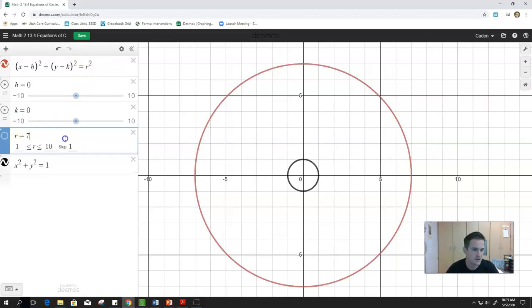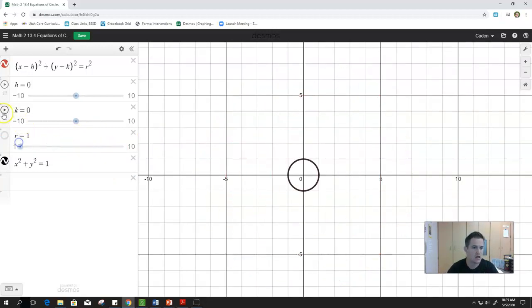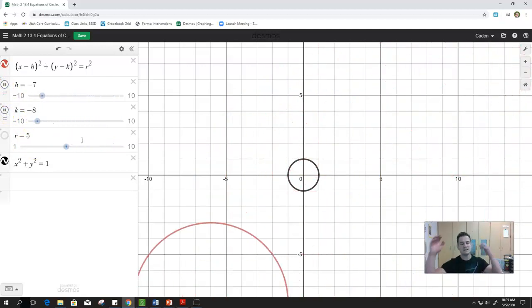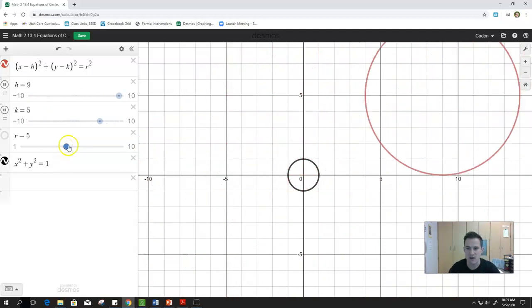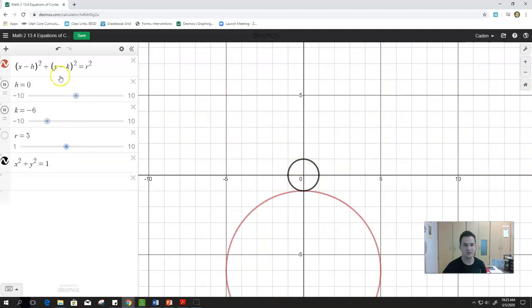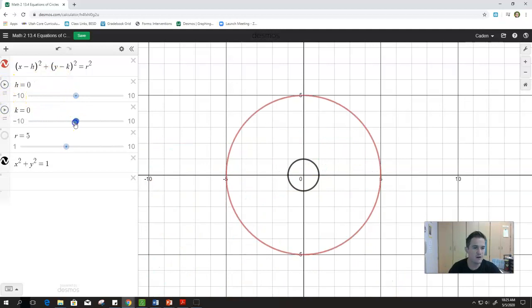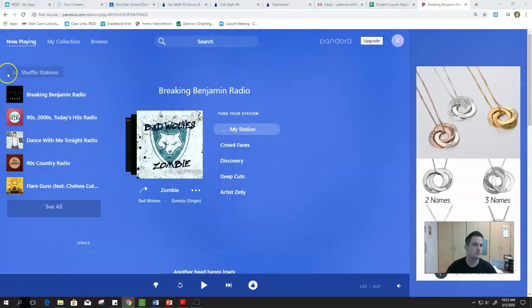So I can change my h and k and r values to give me different sizes of circles placed in different locations around my graph. I'm kind of spinning around in a circle here. That's kind of fun, talking about circles. So that's the standard form of the equation of a circle, and that's how you can interpret and create a graph of a circle based on that equation.